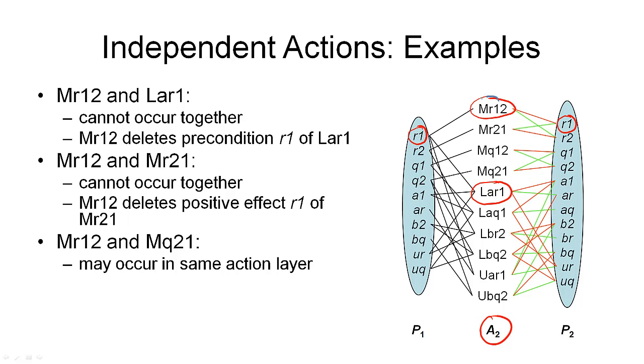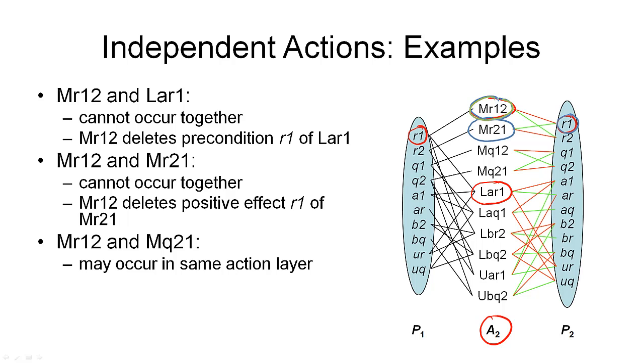Similarly, if we look at this action again, and now at another action MR21, so one is moving the robot from location 1 to 2, and the other one is moving the same robot from 2 to 1. What we see here is that the first action, MR12, has a positive effect R1, whereas for the second action, this is actually a negative effect. So one action is trying to assert the fact R1, that the robot is in location 1, and the other is trying to delete the same fact. Again, this means these two actions cannot occur together. They are dependent actions.